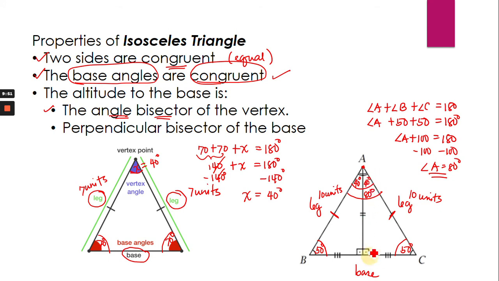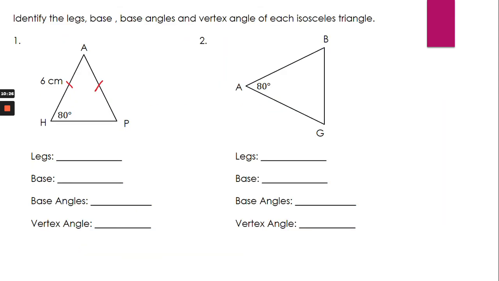Therefore, it forms a 90 degree angle. Okay. And it bisects the base into two equal measures. So if this is point D, AD is an altitude, this is equal to this. So therefore, if the whole base measures 14 units, therefore this is 7 and this is 7. Okay, so those are the properties of an isosceles triangle. Okay, let us have more examples.